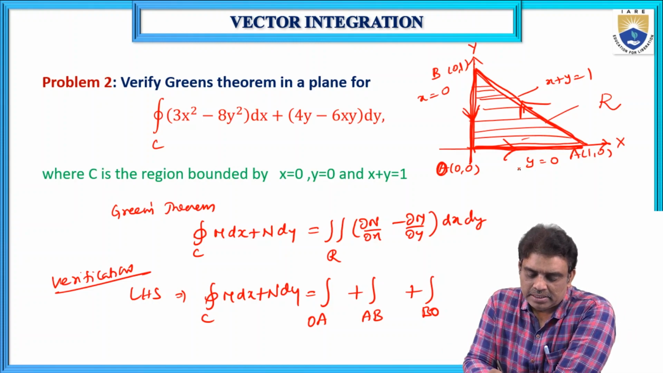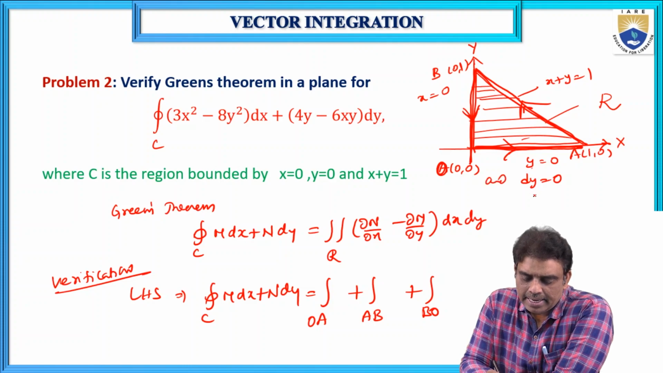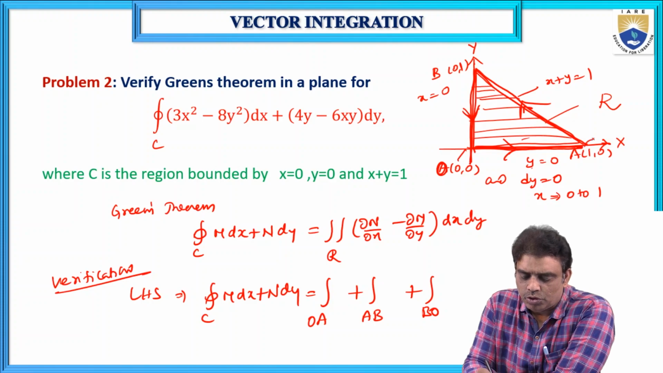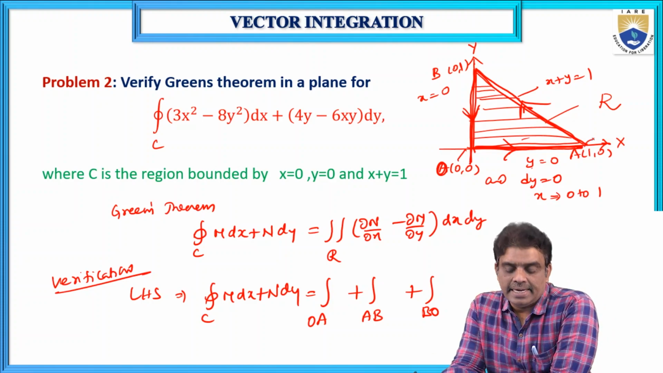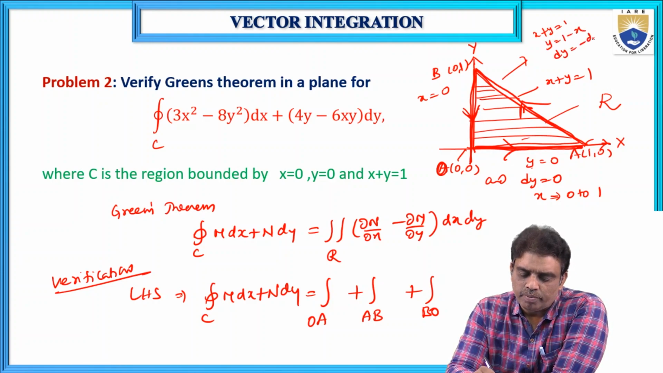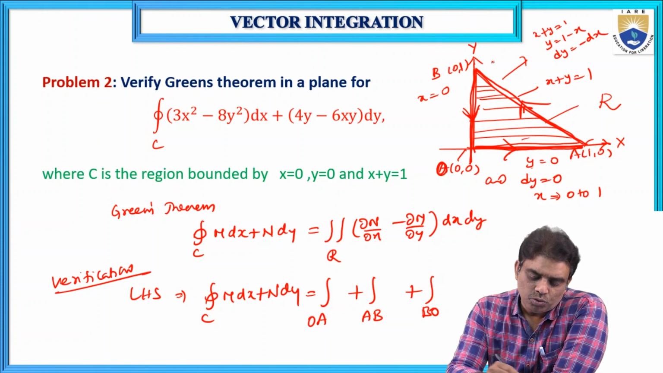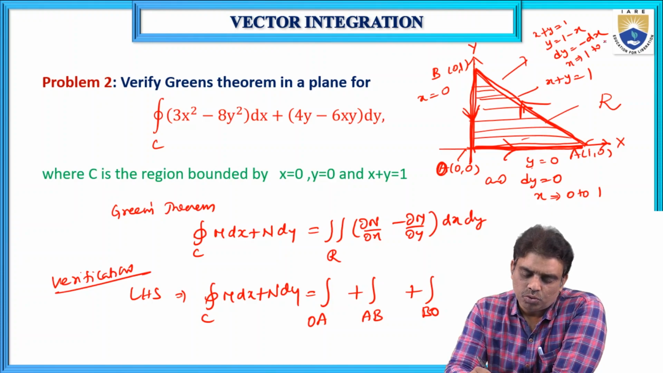Along OA, the equation is the x-axis, y equals 0, so dy equals 0, and x varies from 0 to 1. That is the line integral along OA. Similarly, along AB, the equation is x plus y equals 1, or y equals 1 minus x, or dy equals minus dx. And here x varies from 1 to 0.